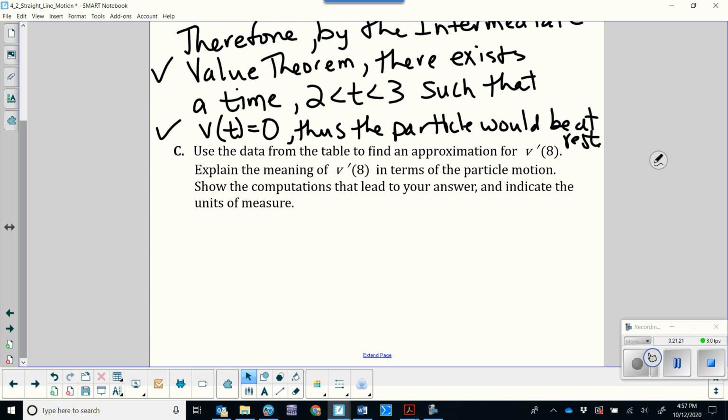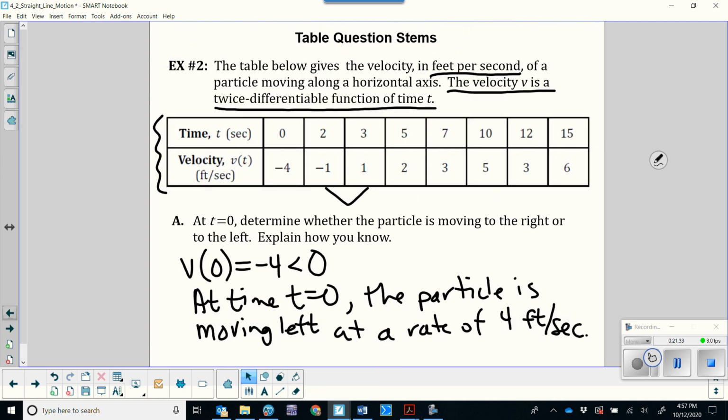Okay, next part of this question says use the data from the table to approximate v prime of 8. This is also a super common question. And then we're going to explain the meaning and show the computations. Well, we've talked about this many times. So we want to do v prime of 8. So we can't do the exact derivative because we don't have a formula. We just have a bunch of numbers, certain values.